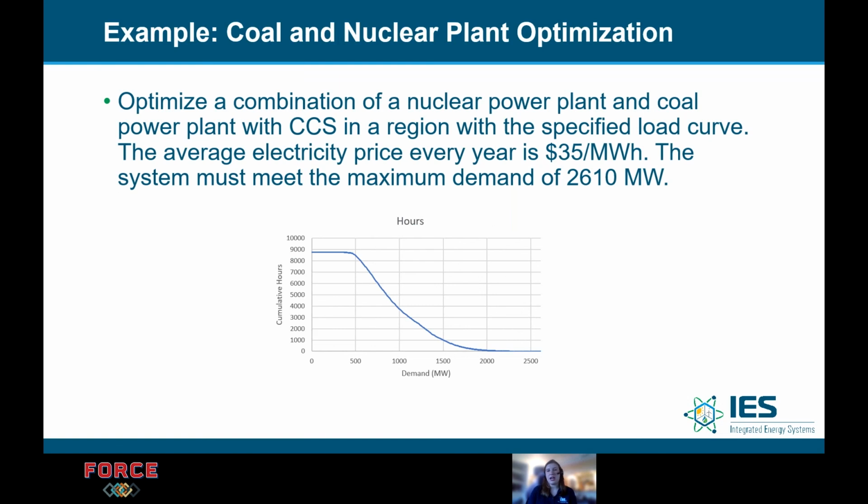So the second example that I have is more complicated and shows a bit more of the capabilities of what you can do. If you want to optimize power plants based on a load curve that you have, you can take this load curve and import it into TEAL or import it into Raven using functions and determine a best mix of power plants for the NPV. So I have a load curve here with a maximum demand of 2,610 megawatts, and that's the size of the system, and then our electricity price is $35 per megawatt hour.